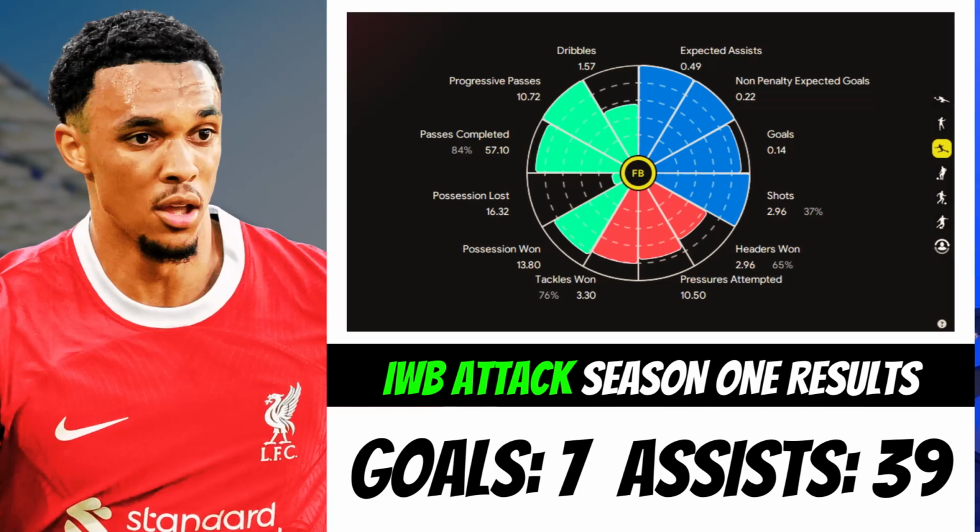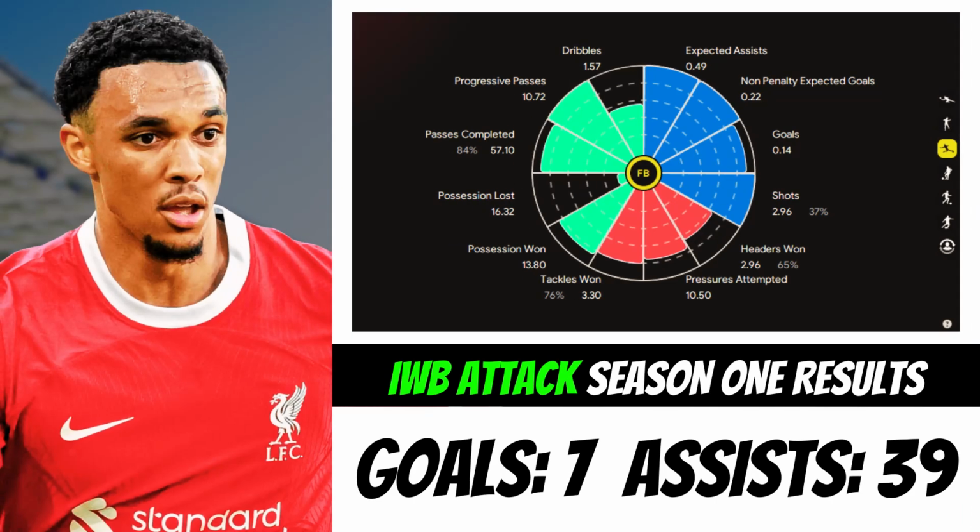He had 7 goals, but he contributed with 39 assists, which is absolutely crazy numbers by any wingback, fullback, and especially an inverted wingback. You look at the progressive passes, and he's just absolutely out of this world. You look at the expected assists, expected goals, everything, he is in the elite of the elite tier performance-wise, as this is all in relation to the wingback and fullback roles.